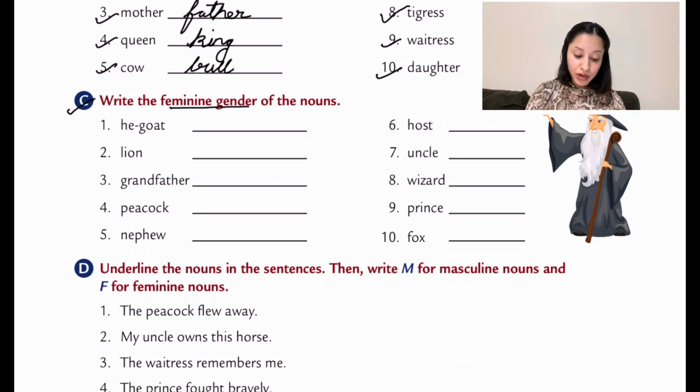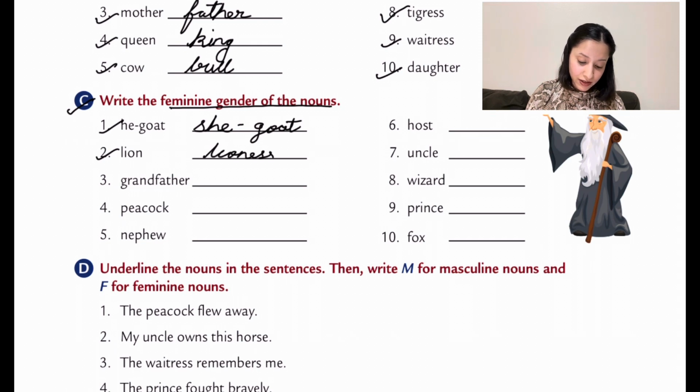Now we'll do exercise C. Write the feminine gender of the nouns. Now masculine genders are given. We have to write the feminine genders. See the first one. He goat. What will be the feminine of he goat? It will be she goat. Lion. What will be the feminine of lion? It will be lioness.